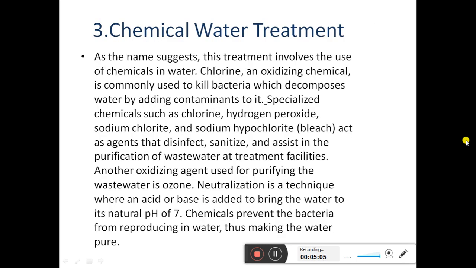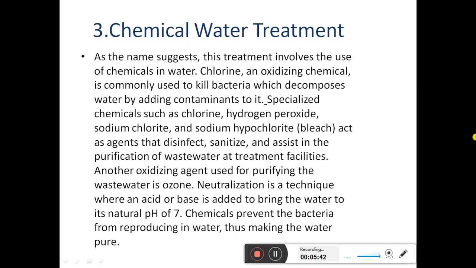Next is the chemical water treatment. As the name suggests, this treatment involves the use of chemicals in the water. Chlorine and oxidizing chemicals are the most commonly used to kill the bacteria which decompose water by adding contaminants to it. Specialized chemicals like chlorine, hydrogen peroxide, sodium chloride, and sodium hypochlorite, also called bleach, act as agents that disinfect, sanitize, and assist in the purification of wastewater at treatment facilities.